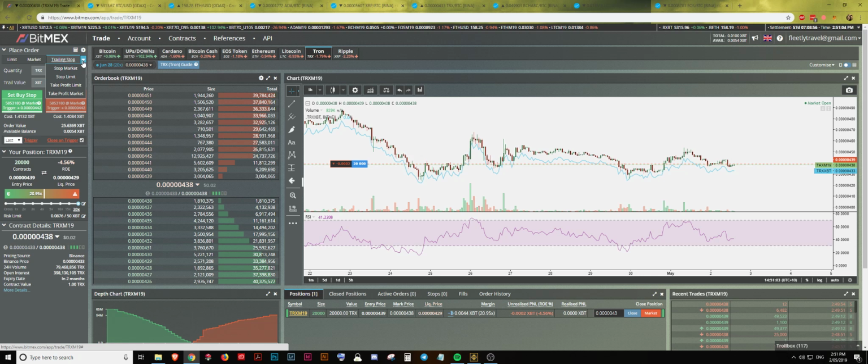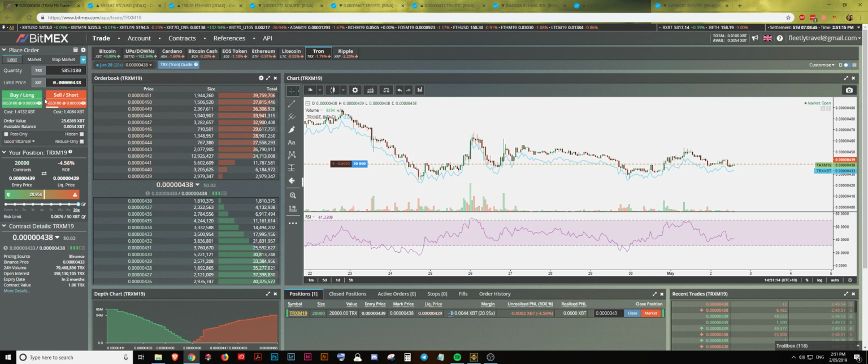Then what else have we got? Take profit limit, take profit market. Yeah, similar to the stops. Okay, now here is where you put in the amount. Oh, let's go back to limit, sorry. This is where you're going to be making your initial order. Here is where you put in your quantity and your price.